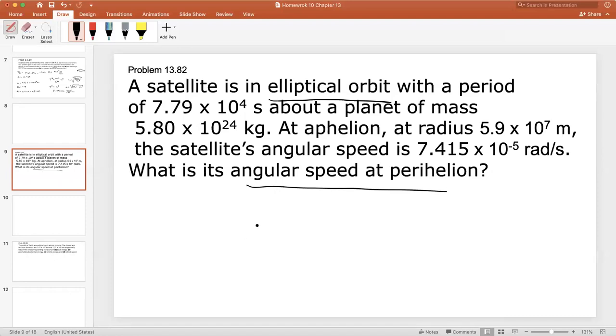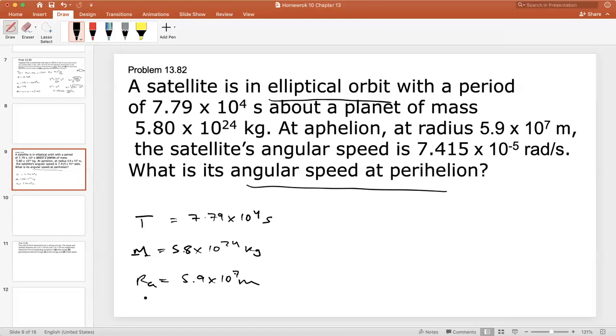So as I said before, our first job here is to write down what we know. So we know the period is 7.79 times 10 to the 4th. And we know the mass of what it's rotating around, big M, 5.8 times 10 to the 24th. We know at aphelion, the aphelion distance, RA, is 5.9 times 10 to the 7th meters. And finally, we know that omega A is 7.415 times 10 to the minus 5 rad per second.